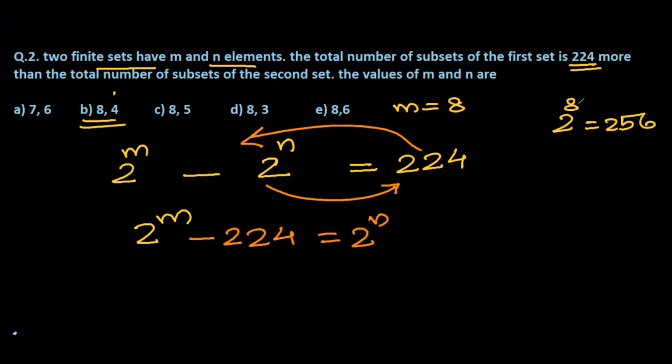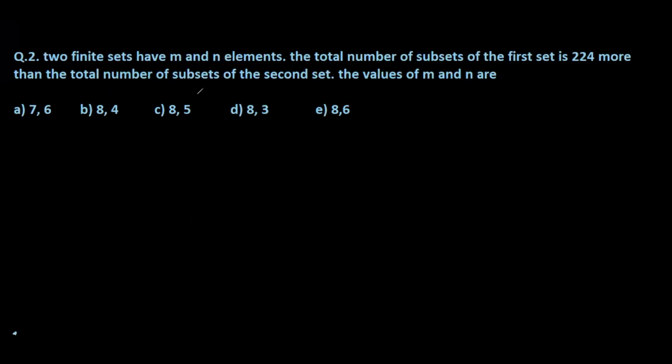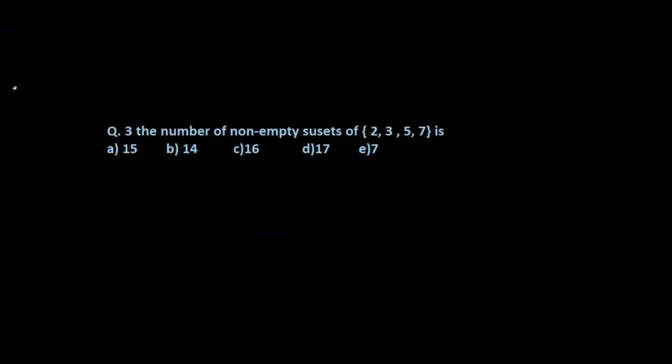And we have taken m as 8. So 2 raised to 8, we know it is 256. Then we subtract 256 minus 224. Then we got it as 32. And 32 is actually 2 raised to 5. So we can conclude that n is equal to 5. Okay, hope all of you understood. So here the right answer is option C, that is m is equal to 8 and n is equal to 5. Okay, next we are going to the third question.